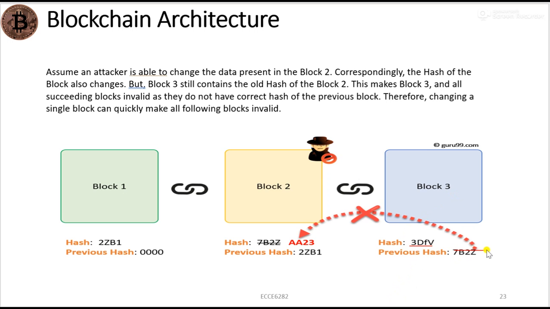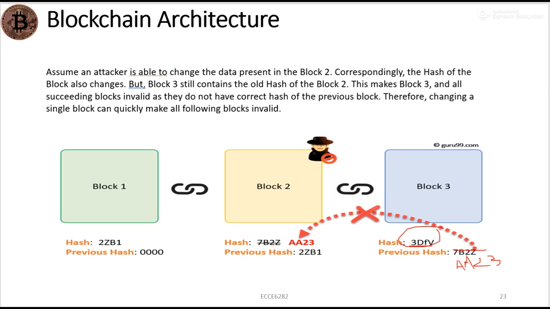But when the attacker updates this hash, it means that the existing hash of block 3 is no longer valid, because he changed the old value to AA23. After changing this hash value, this hash no longer remains valid. Now he has to recalculate the hash of block 3. Then, when the hash of block 3 has changed, block 4 contains the hash of block 3, so he has to make the same changes to block 4 and all the coming blocks after block 2.